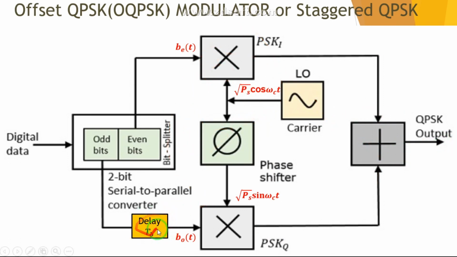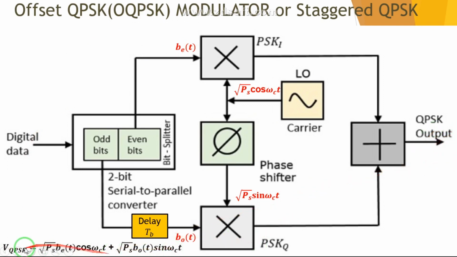And since this delay is called an offset, it is called an offset modulator, also represented as OQPSK. Now we would get a clear idea when we see the waveform. But before that, just see this equation. It is also one of the most important equations.